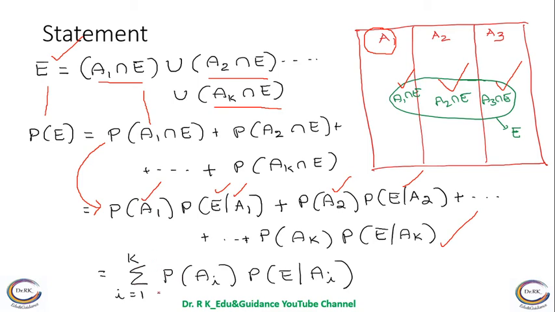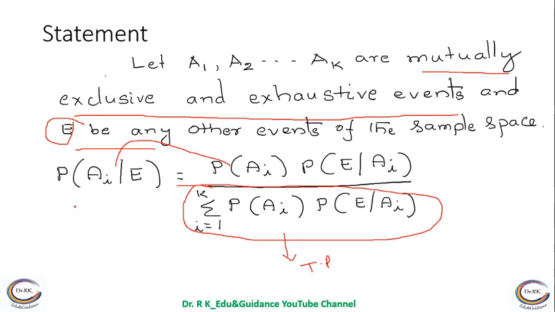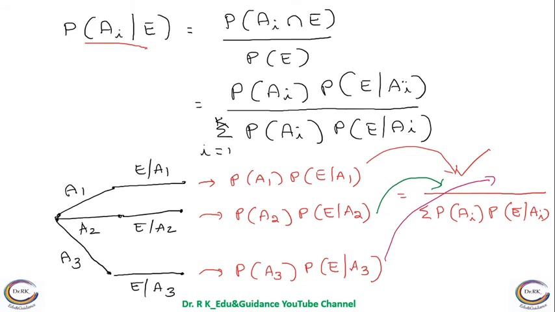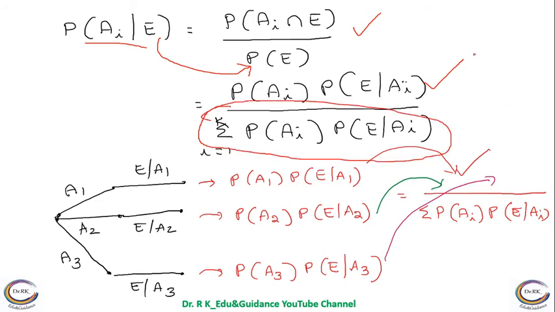Now we can write this with summation I equal to 1 to k of P of AI times P of E given AI. This is nothing but what we discussed with an example also: the total probability. Now we want to find P of AI given E. P of AI given E is nothing but our basic definition: P of the intersection of both the events divided by the denominator. P of AI intersection E we can write like this, and P of E is nothing but the total probability. This is how Bayes theorem can be proved. Once we are very clear with respect to the concept, it is very easy to prove, or very easy to write.